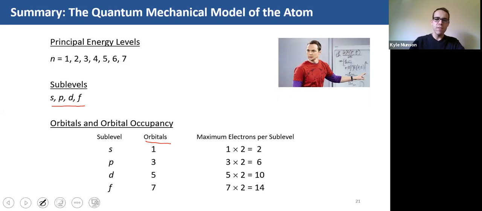And each one of those can have 2 electrons in it. So to get the maximum number of electrons, you multiply the number of orbitals by 2, and these are the maximum number of electrons per sublevel, shown here. So you can have this for reference, of course. Let's do some problems where we go over this and check our knowledge.